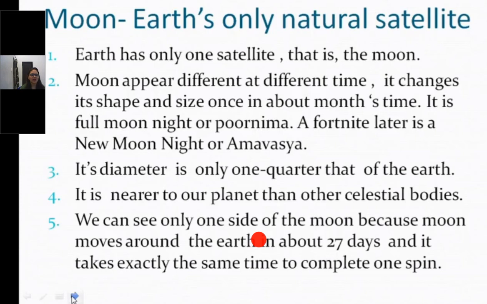We will again read these points. Earth has only one satellite, which is the moon. The moon appears in different sizes. When we call it full moon, it's called Purnima, and new moon after a fortnight, meaning 15 days later, is called Amavasya. We can see only one side of the moon because the rotation and revolution time of the moon is the same, which is 27 days.